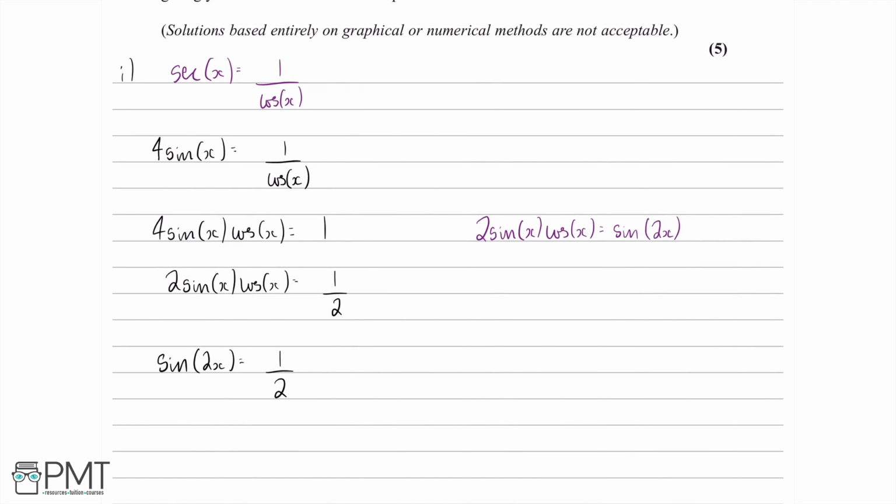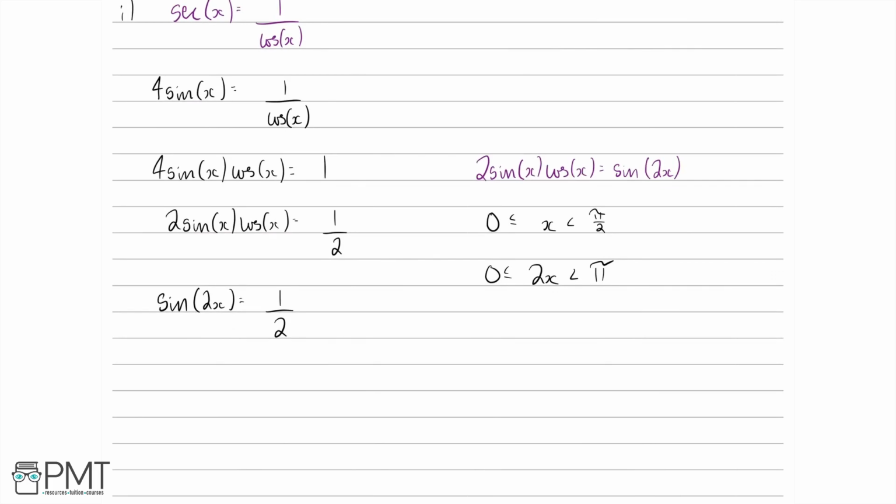Now before we start solving this question, bear in mind that we now have 2x instead of just x, which means our original range has gone from 0 to pi by 2 to 2x is between 0 and pi. Now we know that, we can continue solving our question. So 2x is therefore going to be inverse sine of a half. Now, we can use a CAST diagram to help us here.